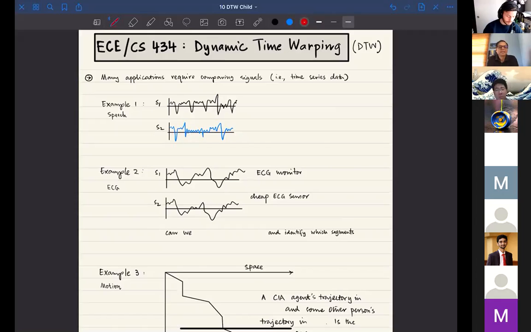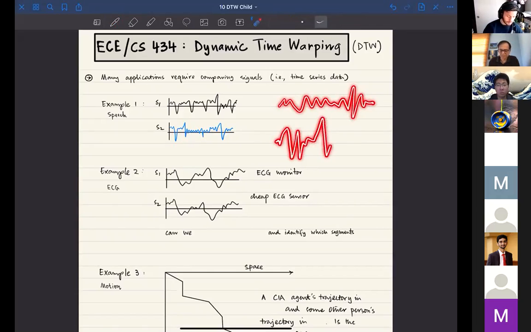Okay. So in many applications, you will be required to compare two signals. Two time series data, right? So suppose I tell you here is a signal and here is another signal, and I ask you to compute some similarity between these two signals. What would you do today?